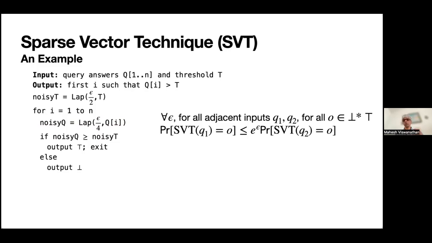So in other words, the goal was to output the first index where the query is larger than the threshold.